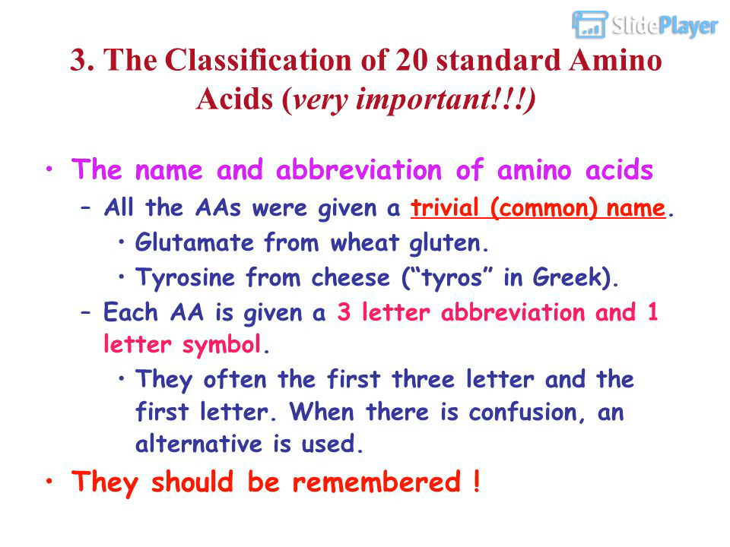3. The classification of the 20 standard amino acids, very important. The name and abbreviation of amino acids. All the amino acids were given a trivial, common name. Glutamate from wheat gluten. Tyrosine from cheese, tyros in Greek. Each amino acid is given a 3-letter abbreviation and a 1-letter symbol. They are often the first 3 letters and the first letter. When there is confusion, an alternative is used. They should be remembered.